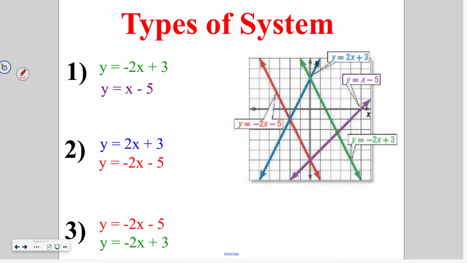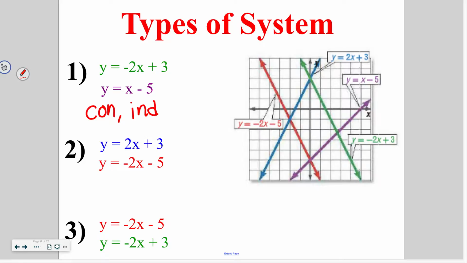So part of your homework tonight is going to be identifying the different types of systems. So question number 1 asks us to look at the green line and the purple line. If we look at those, they are touching, so we're going to call that consistent. Yes, you may abbreviate. And it is independent because they touch exactly once.